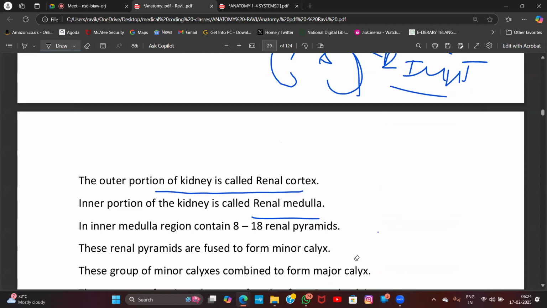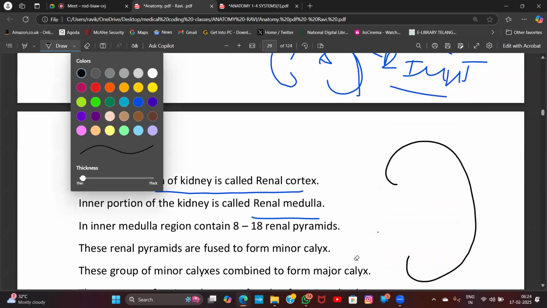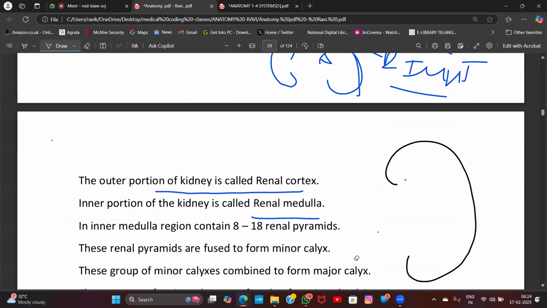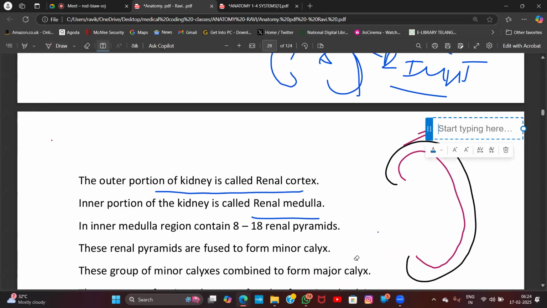Okay, again I am telling. The kidney is divided into parts, and the outer part of the kidney is called the outer renal cortex.